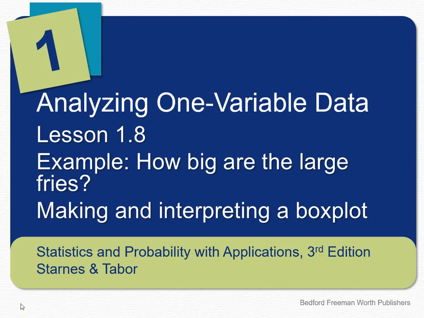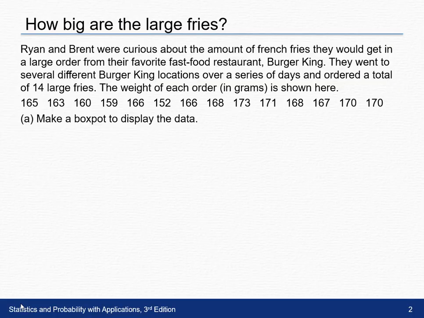In Lesson 1-8, the example, how big are the large fries, we're going to be making and interpreting a box plot. Ryan and Brent were curious about the amount of French fries they would get in a large order from their favorite fast food restaurant, Burger King. They went to several different Burger King locations over a series of days and ordered a total of 14 large fries. The weight of each order in grams is shown here.